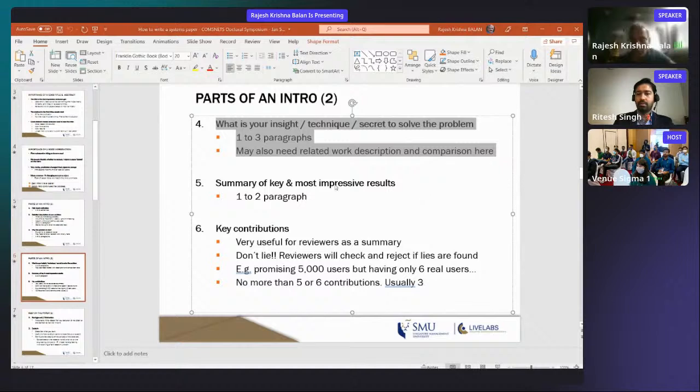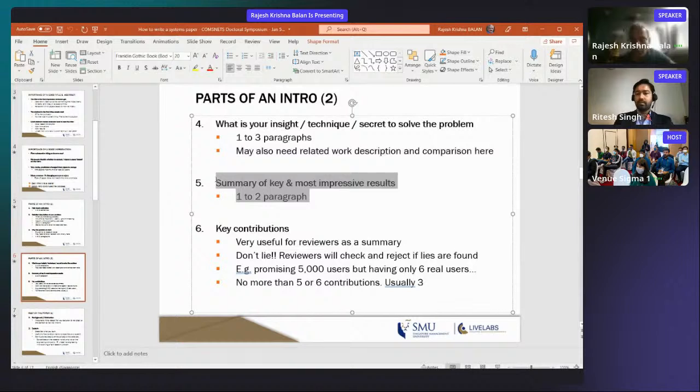Then you do a summary of your key and most impressive results. Again, about 1 to 2 paragraphs. And then your key contributions. Very important. And this is where you have to be very clear, because a lot of reviewers use this as some kind of checklist for your paper.